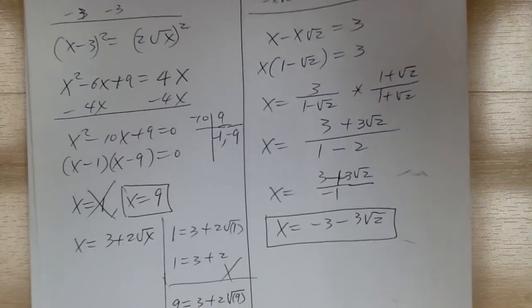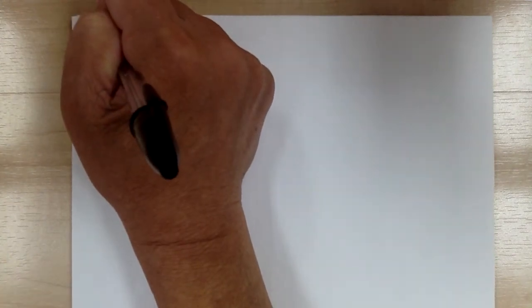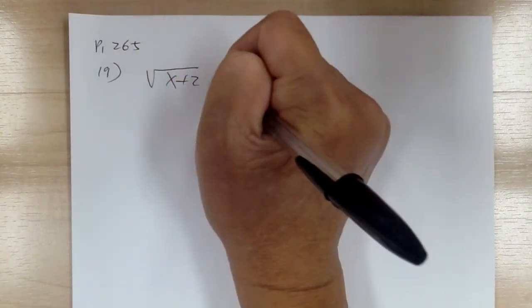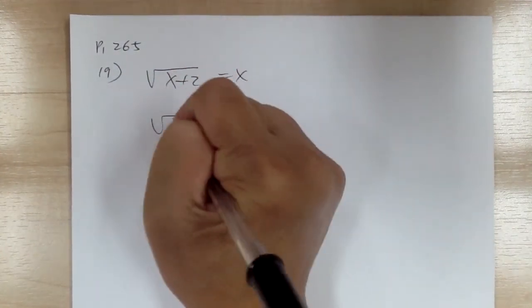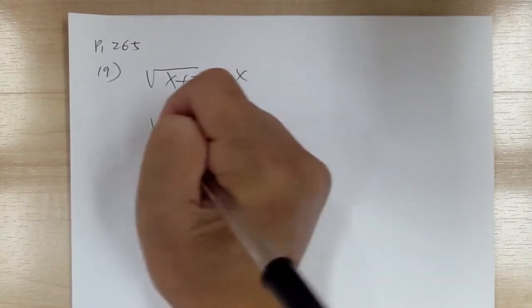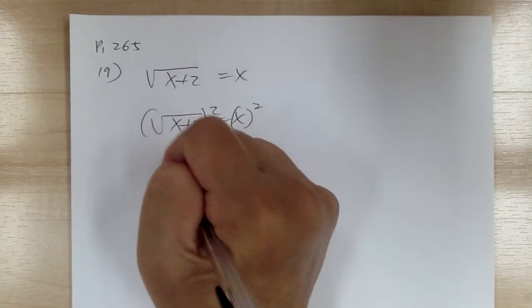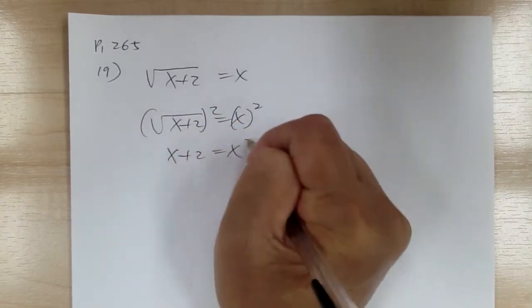Okay, let's go to number 19. Number 19, you have square root of x plus 2 equal to x. So you can copy the problem again. Now go and square both sides. So this one we cancel out, so x plus 2 equal to x squared.